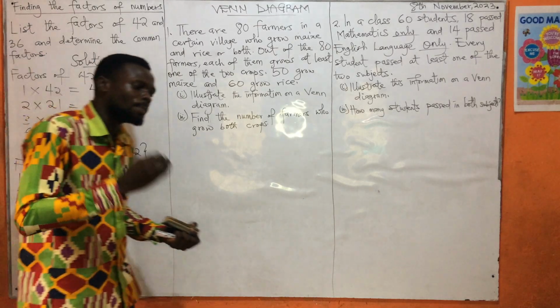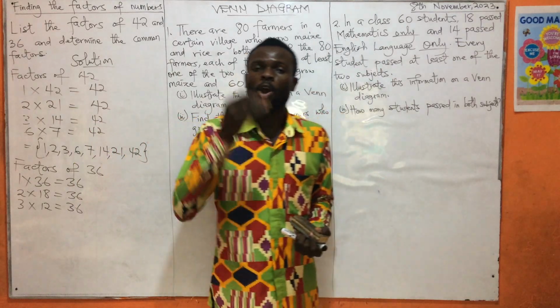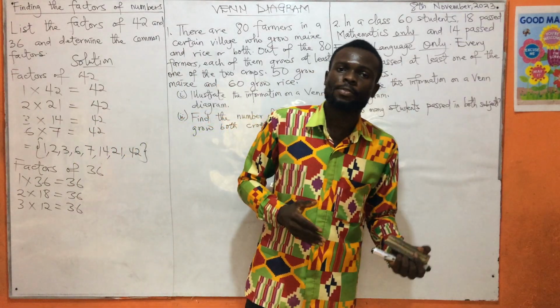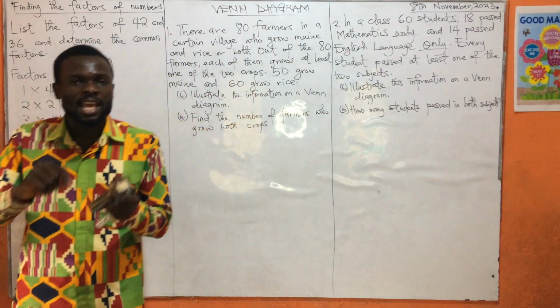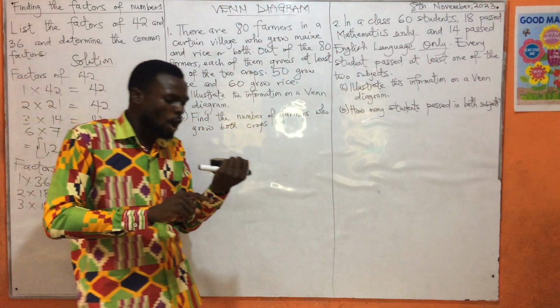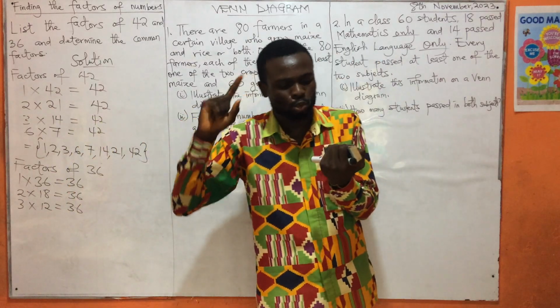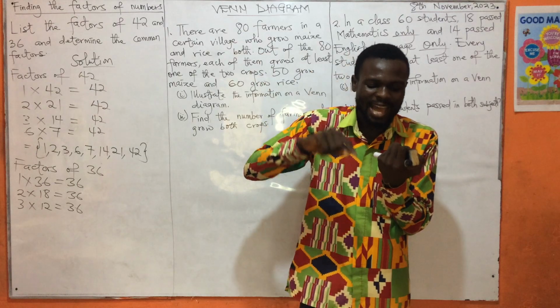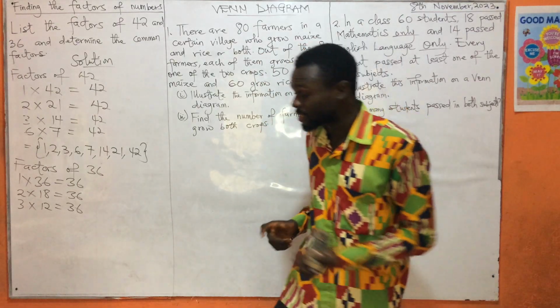4 times 1 is 4. 4 times 2 is 8. 4 times 3 is 12. 4 times 4 is 16. 4 times 5 is 20. 4 times 6 is 24. 4 times 7 is 28. 4 times 8 is 32. 4 times 9 is 36.